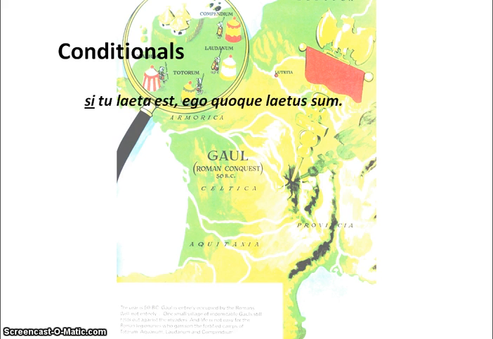So if we have a look at an example, we have si tu laeta est ego quoque laetus sum. If you are happy, I am also happy. So we can see there the si is underlined and the if in English. Note that both the verbs est and sum are indicative.